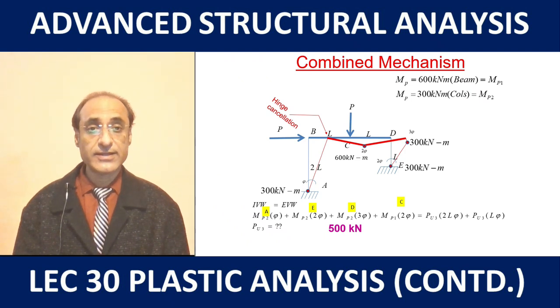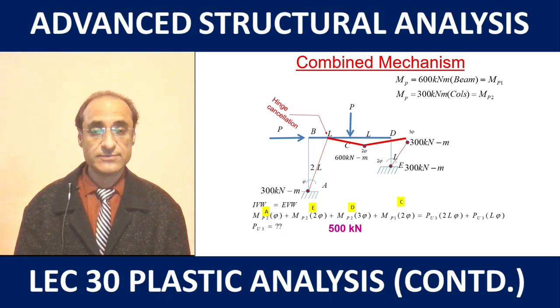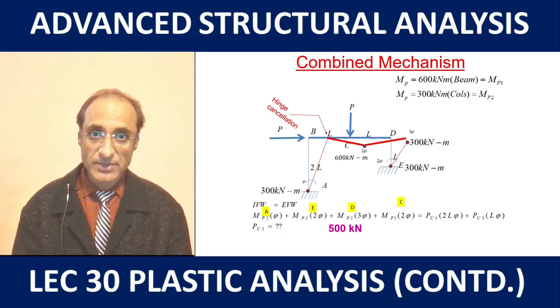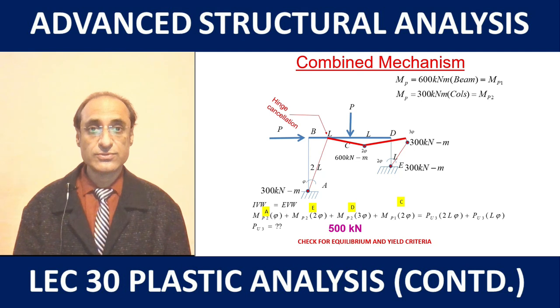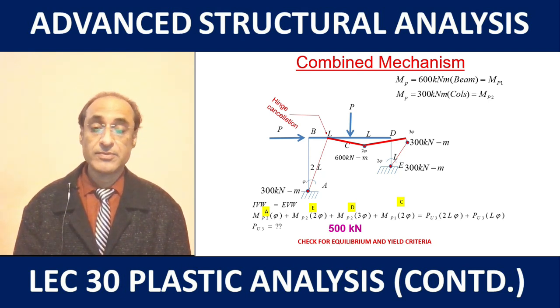From the analysis of these three cases, we find that the least work is done in the case of the sway mechanism. So the sway mechanism is possibly the actual mechanism, but then we must ascertain. And how do we ascertain? By carrying out the equilibrium and the yield check. So it's your homework. You do this equilibrium and yield check and ascertain yourself that the sway mechanism is the correct mechanism. With this we have finished the case of the normal kind of frames.